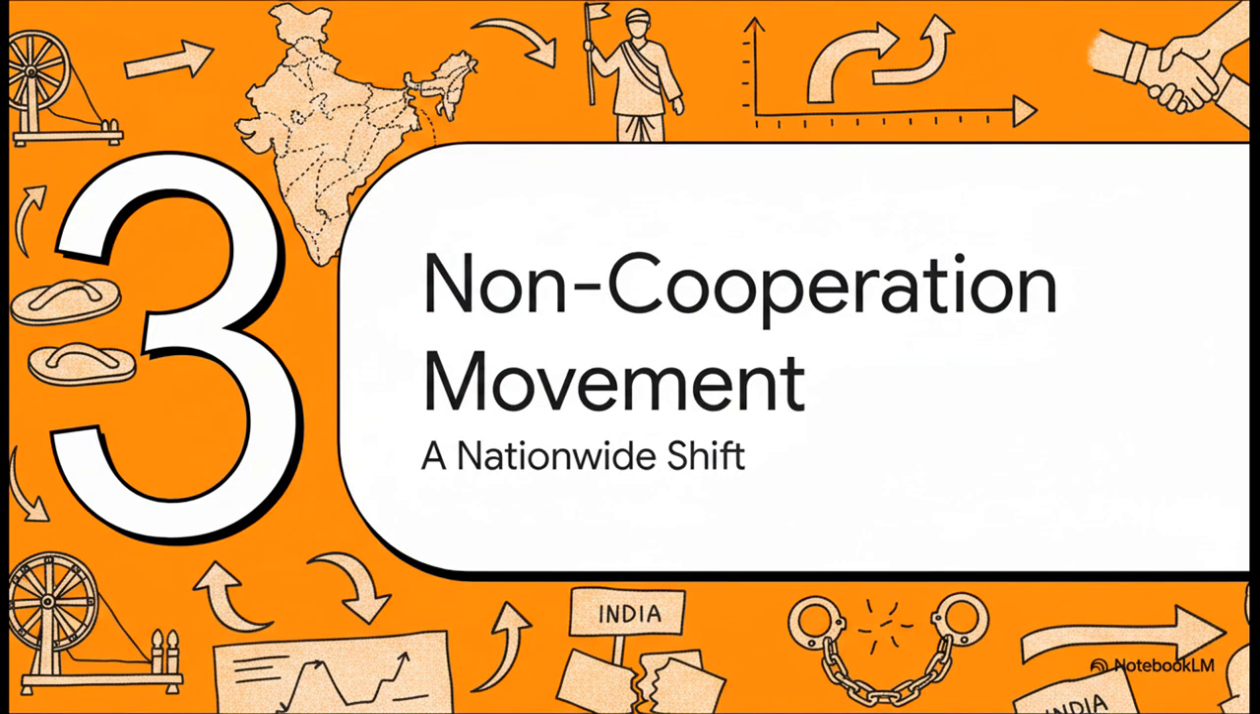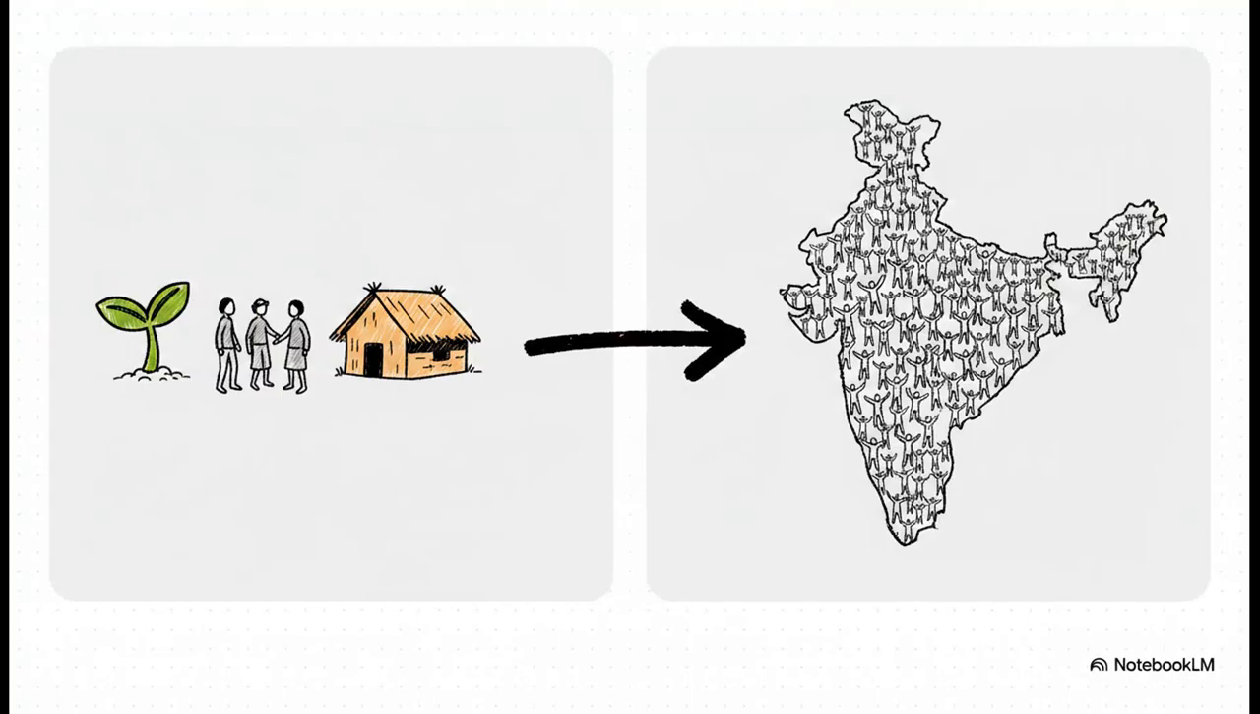Okay, Section 3, the non-cooperation movement. This is where the strategy shifts dramatically to a unified national stage. 1920 is the moment the scope just absolutely explodes. So the crucial point is how we pivot from those localized regional wins directly to this massive nationwide stage. The ambition was no longer about just fixing a local tax rate, right? It was now about challenging the entire fundamental foundation of British rule across the whole subcontinent.